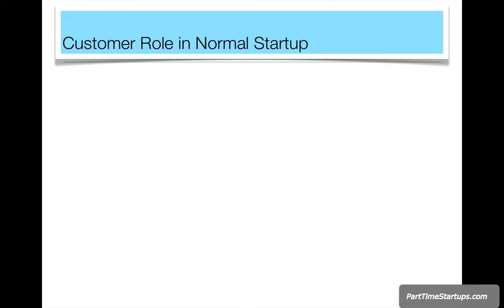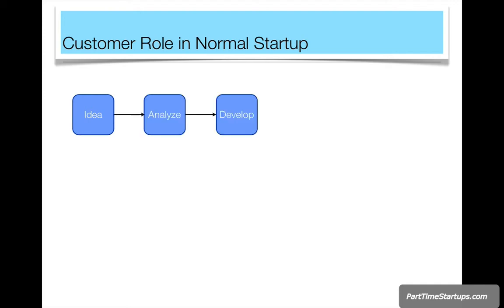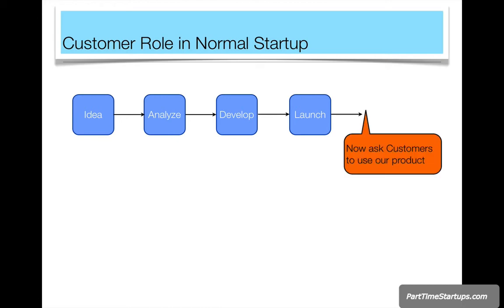So why did it fail? When did he involve the customer, right? This is what happens in a normal startup: you start with an idea, then you analyze the idea, then you develop the product, and then you launch it. Now what? Okay, you got a product. Now you keep it in front of the customer and ask customers to buy your product, right? So this is what happened in our Bob's case. He worked on everything till the end, and then asked the customer to buy the product. That didn't work. So what else could he do? That's what we'll see in the next sections.